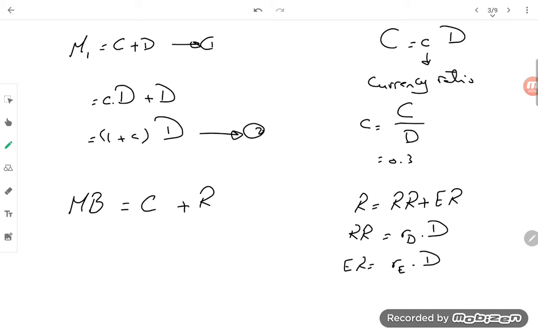Now we are going to use this and substitute in the equation. So we can write the monetary base as small c multiplied by D, plus required reserves RD multiplied by D, and excess reserves RE multiplied by D. Now we can take D as a common factor. So c plus RD plus RE, all multiplied by D, equals the monetary base.